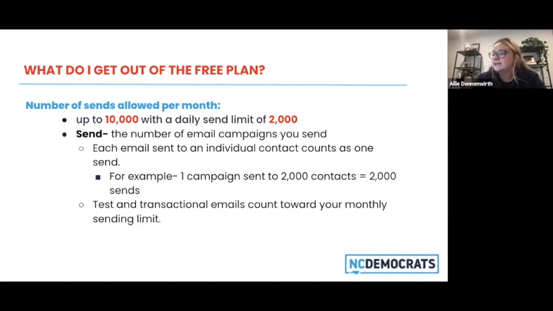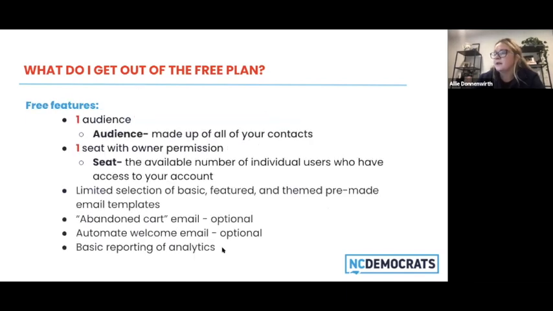And then you can send test emails to yourself. Those do count towards your 10,000 limit. You can have one audience. So that is your list of all of your contacts, which I will talk about when we open Mailchimp on my computer. You have one seat with owner permission.